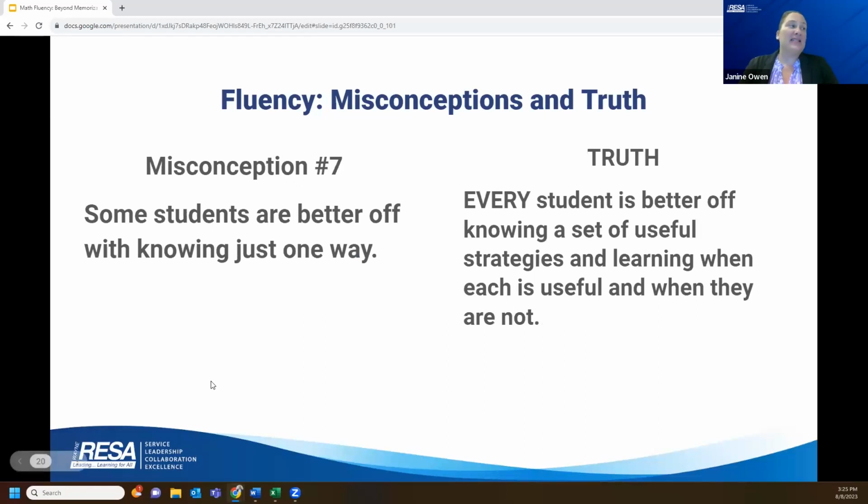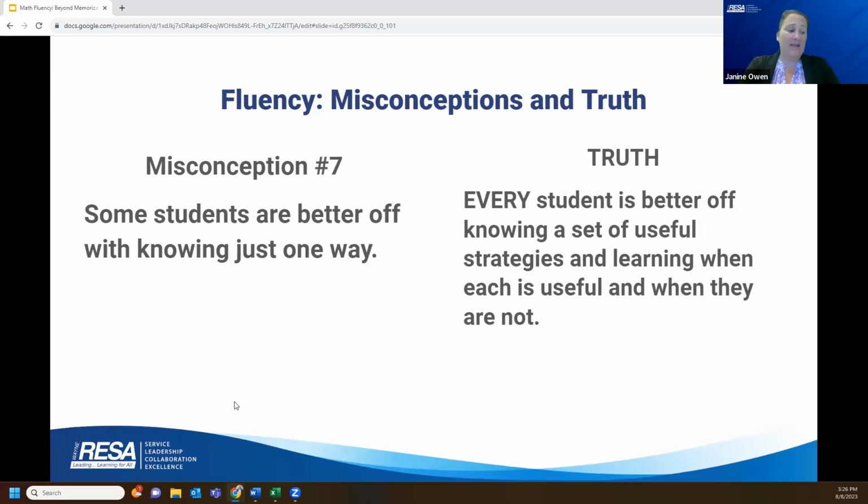The seventh one is that some students are better off knowing just one way. And this comes from a very kind, loving place, but some teachers believe that if a student is already struggling, sometimes it's better if they can just learn one way of solving a problem and not be confused with other possible strategies. The truth, though, is that every student is better off knowing a set of useful strategies and learning when each is useful and when they are not.